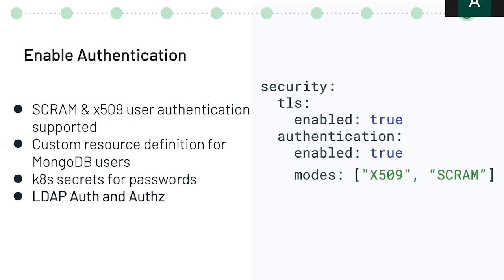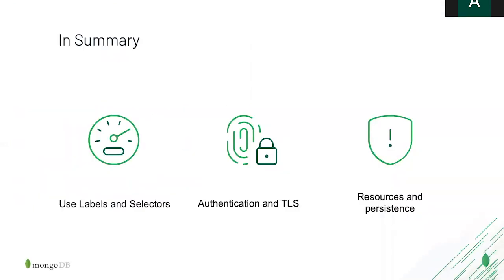And actually, with Kubernetes, X509 is very easy. Generating those certs is quite straightforward. So give it a go, X509. You will get much more secure clusters. So in summary, use labels and selectors. They will get you a long way in terms of how the resources are placed and balanced. Always enable authentication and TLS, and configure resources and persistence to ensure that you have enough storage and that Kubernetes quality of service is delivering the resources that you need for optimal MongoDB performance.